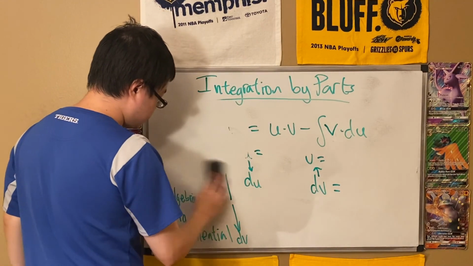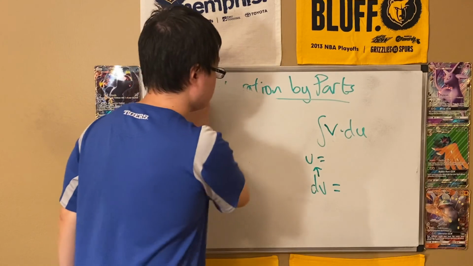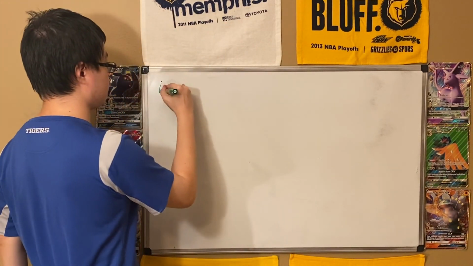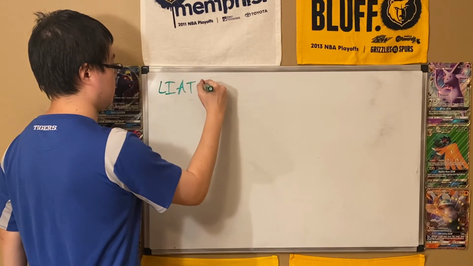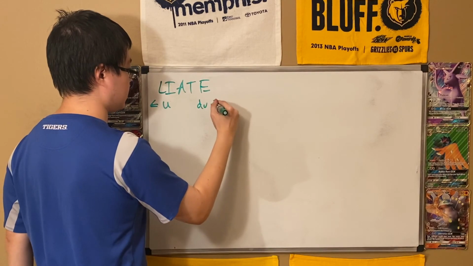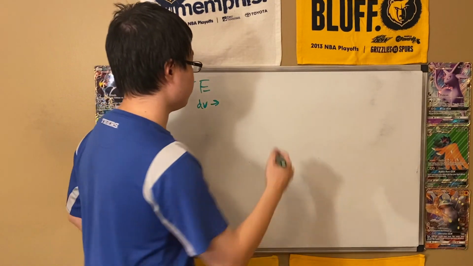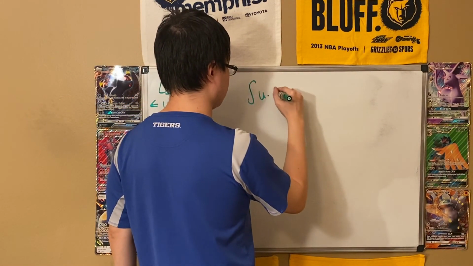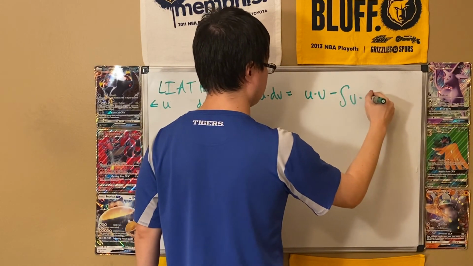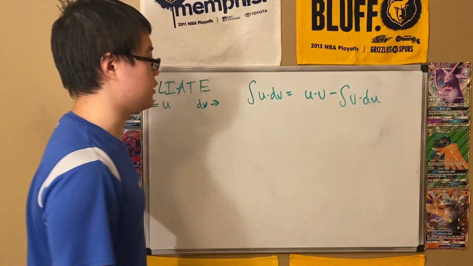So let's erase the board here. We can put a little bit of hints on the board, so we can write LIATE in the corner here. Again, good u's are on this side, good dv's are on this side, as we'll see. We'll write the formula as well. The integral of u times dv is equal to uv minus the integral of v du. Basically, we're reversing u and dv.